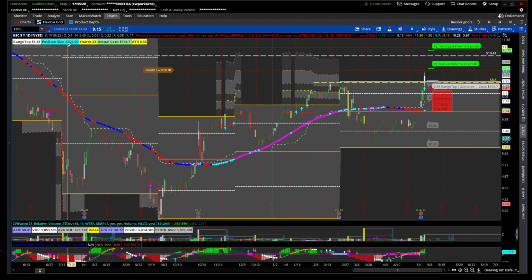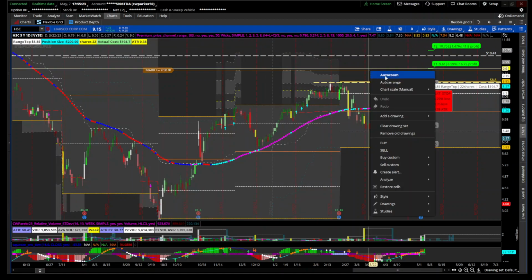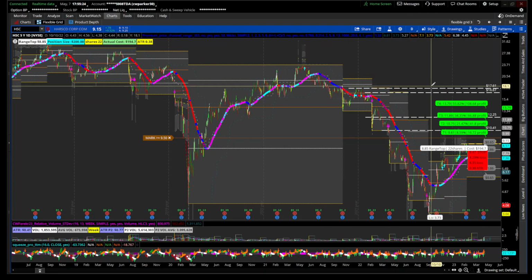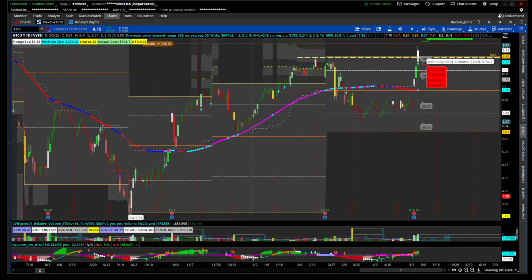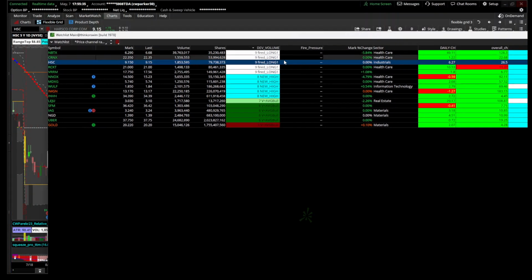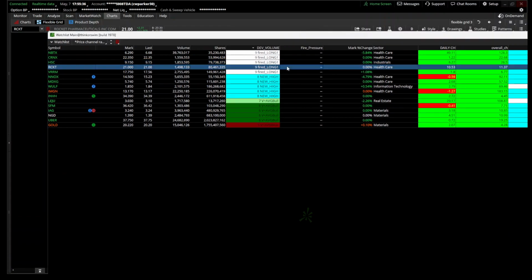So this all goes back to my whole risk management concept that I've been working on, or with my risk reward indicators. So that's how this works out. And let's go to the next stock. And the next stock is going to be HSC.